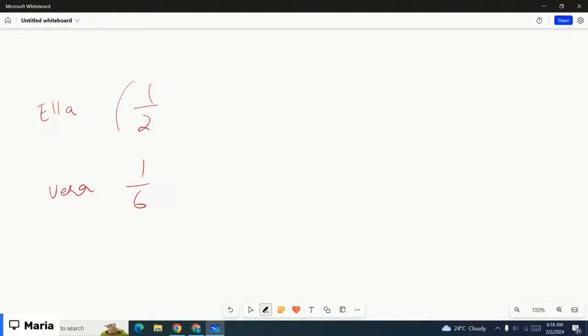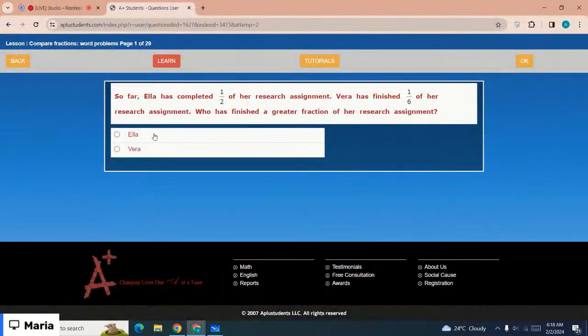So obviously Ella did more portion. 1 by 6 means if you have 6 questions, you just did 1, right? Think logically. So obviously 1 by 6 is smaller. And if you have 2 questions and you did 1, you are still left with 1. So Ella did the most portion. Very good. The correct option is Ella.